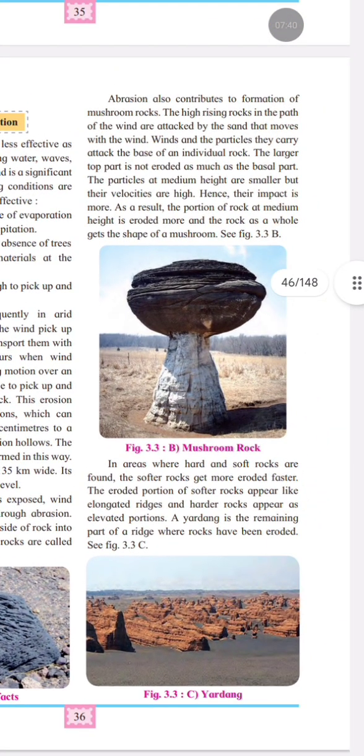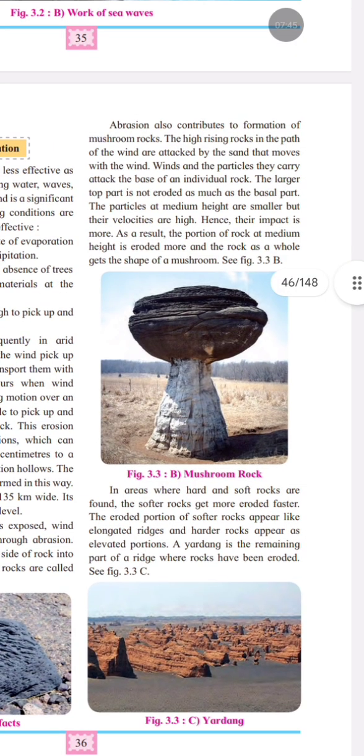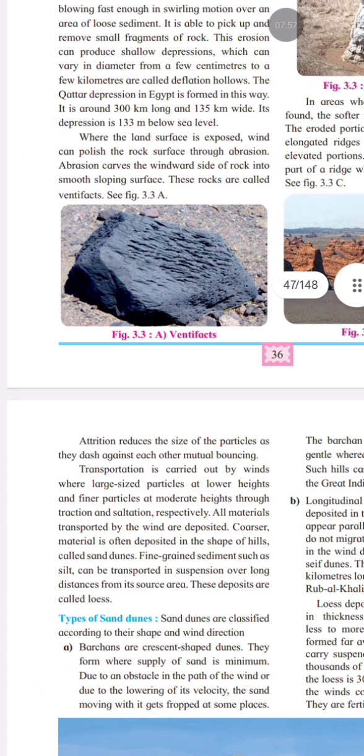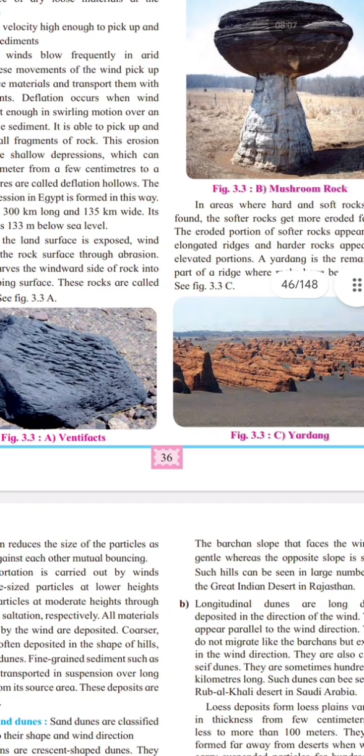Next is ventifacts. When the wind carries sand particles, they strike and polish exposed rocks. This process is called abrasion. You can see the ventifact in figure 3.3a. The windward side of the rock becomes smooth and sloping. Such wind-polished rocks are called ventifacts.